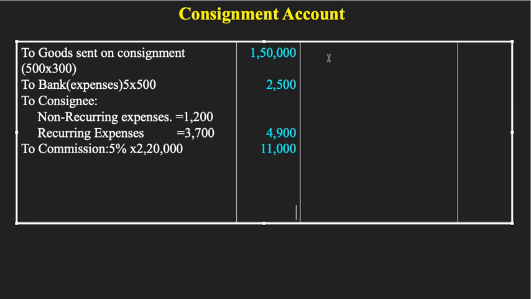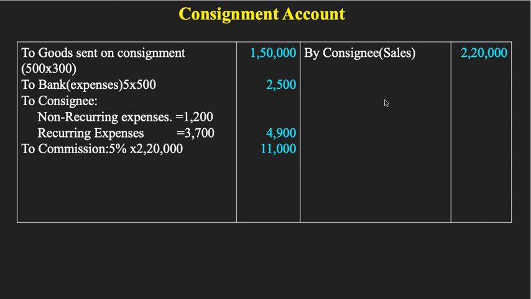Now if we go to the credit side, we are going to write down by consignee. By consignee, in bracket you are going to write down sales. So how much is the total sales? The total sales here is 2,20,000, that is 2,20,000 is the total sales here, right?